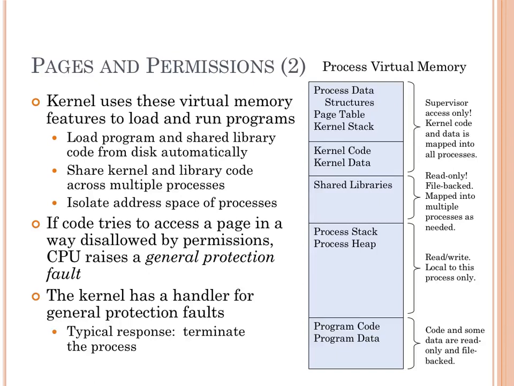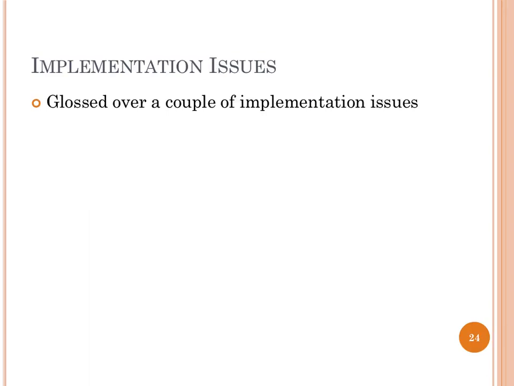Now I say here that the typical response is to terminate the program, but it turns out that there's some really clever things that you can implement by not necessarily just terminating the process. So we have other reasons why we might want to do something other than simply terminate the program. But this is what the OS and the hardware are doing. Okay? Make sense? All right.